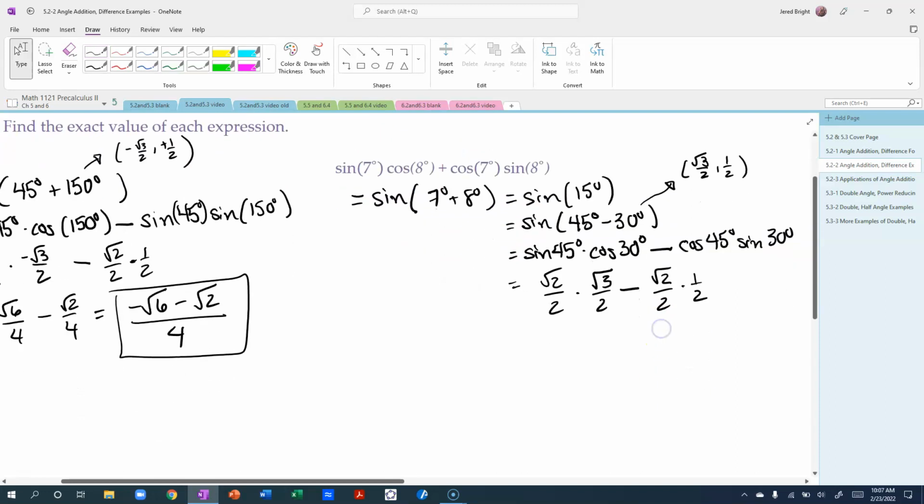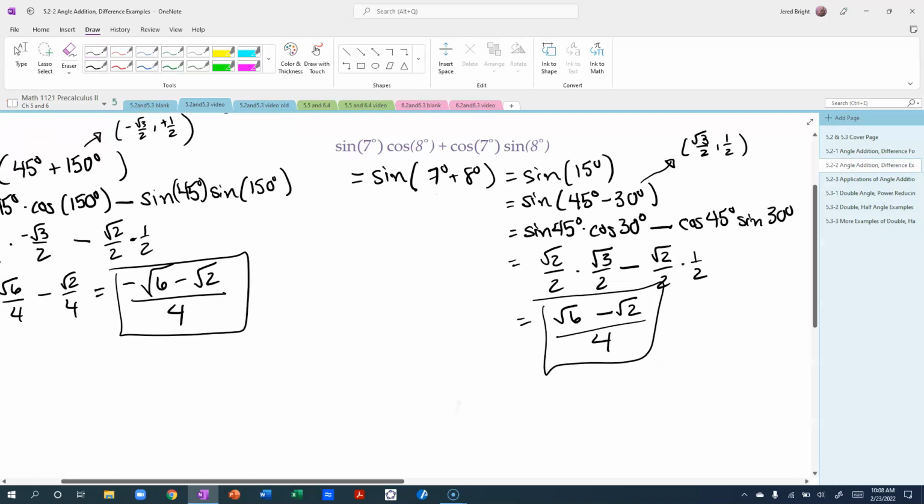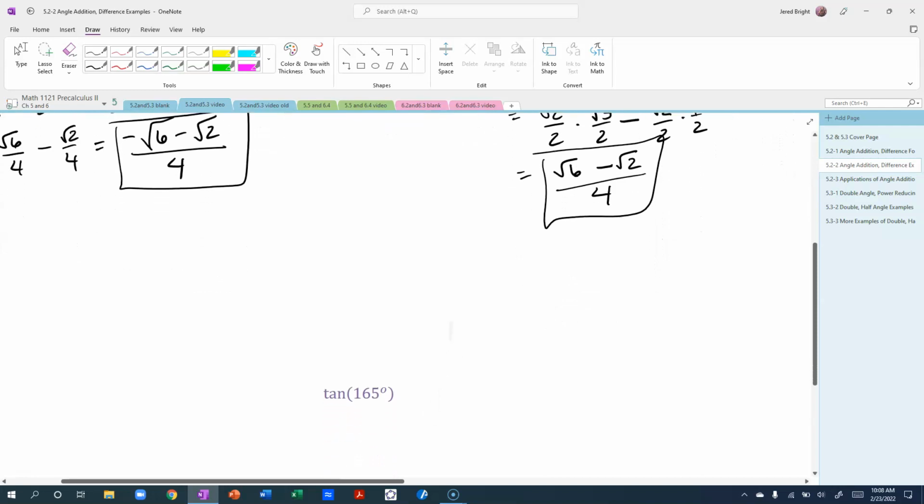So then I get square root of 6 minus square root of 2, and then the denominator for both is 4. Okay, so very similar to what we got for the first one. I just want to maybe make that negative a little bit more pronounced. Okay, so there we go. Now you're probably looking at these like, are all of these going to be square root of various combinations of square root of 6 and square root of 2 all over 4? Well, maybe not. We have to do the work to figure it out.